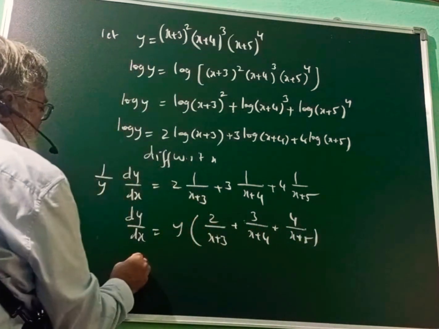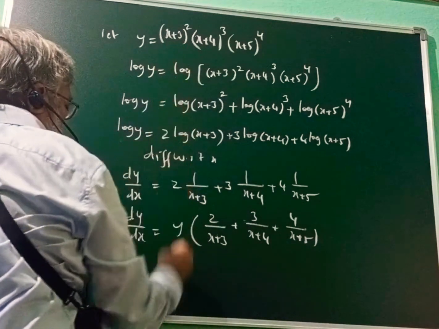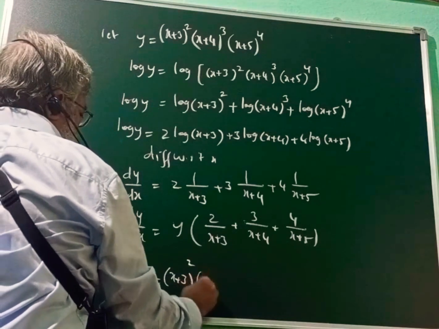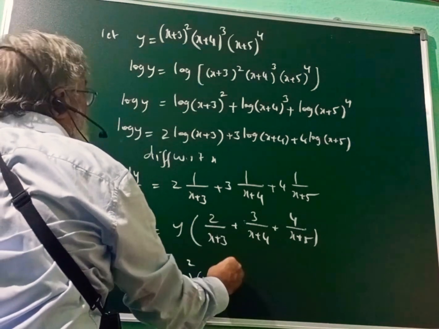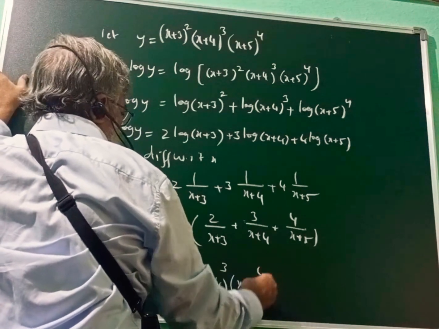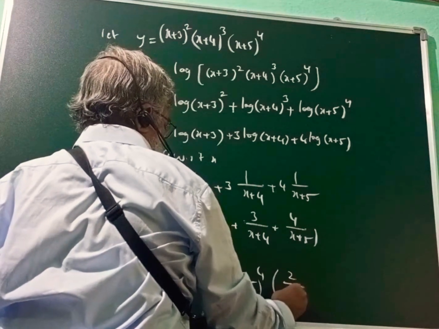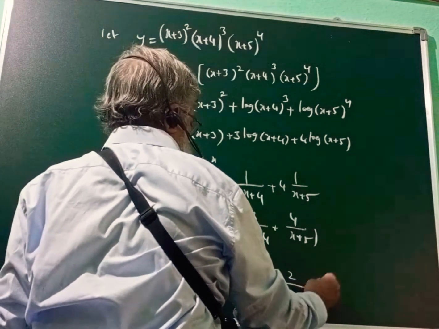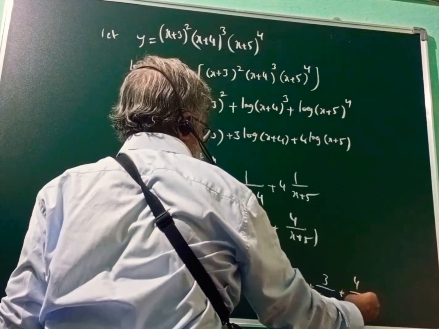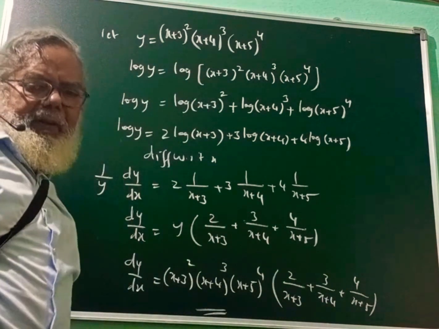Now substitute the value of y. Dy by dx is equal to y, the given problem, that is (x plus 3) square, (x plus 4) raised to 3, (x plus 5) raised to 4 into 2 by (x plus 3) plus 3 by (x plus 4) plus 4 by (x plus 5) is the value of dy by dx.